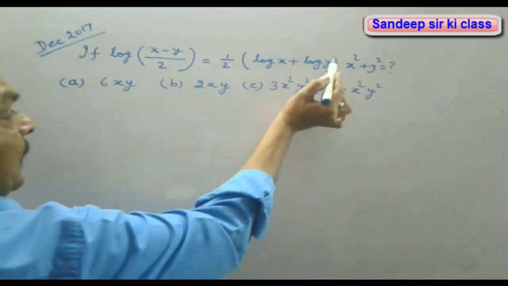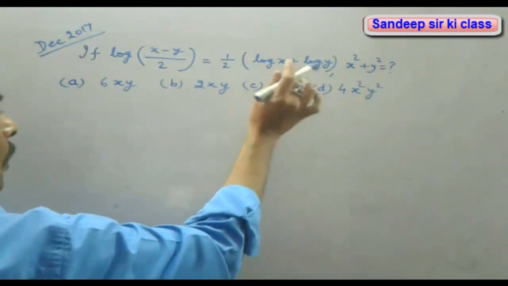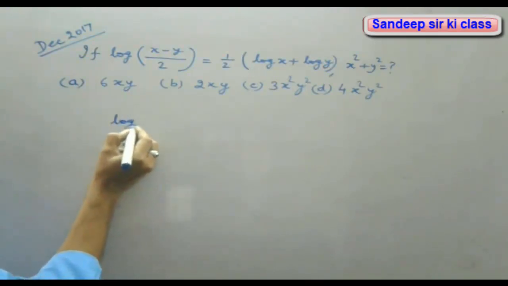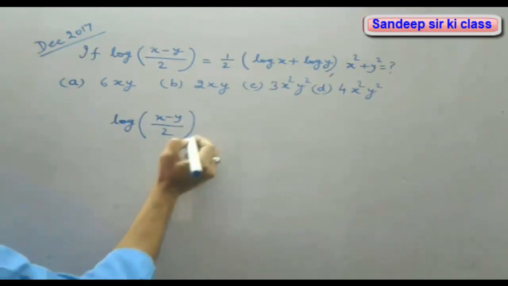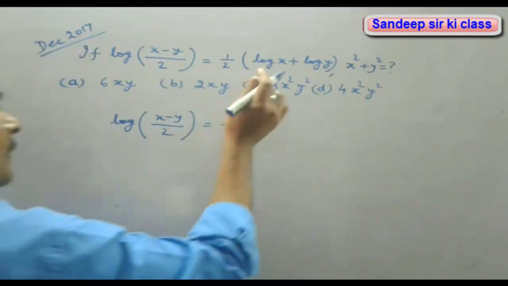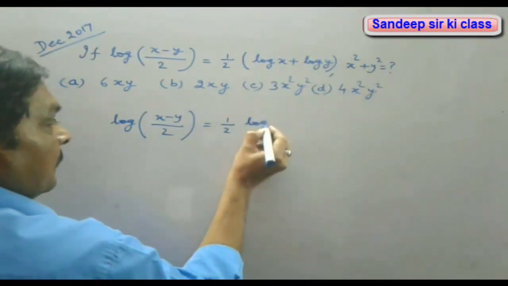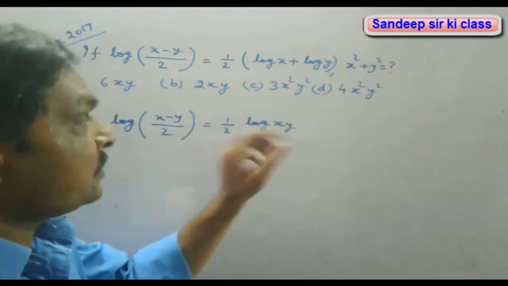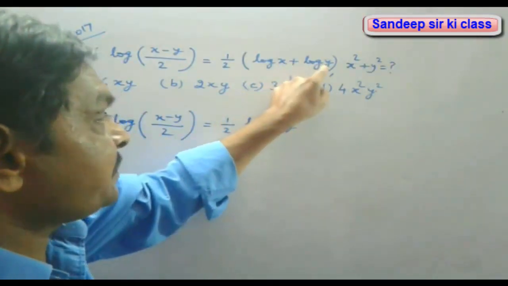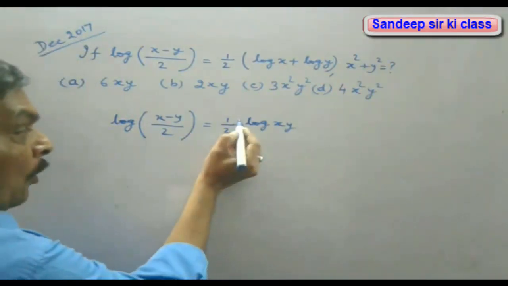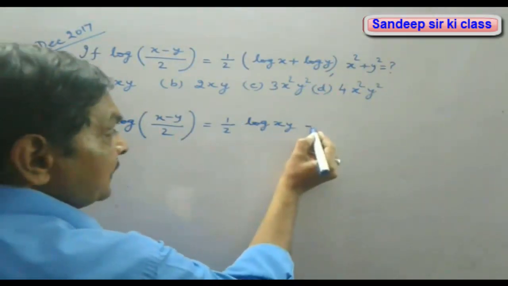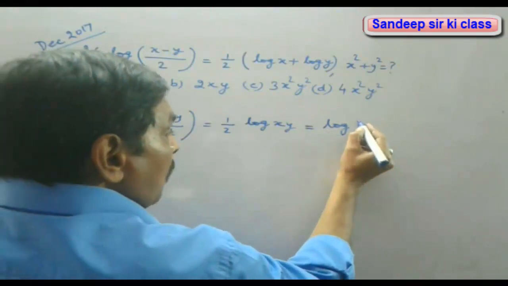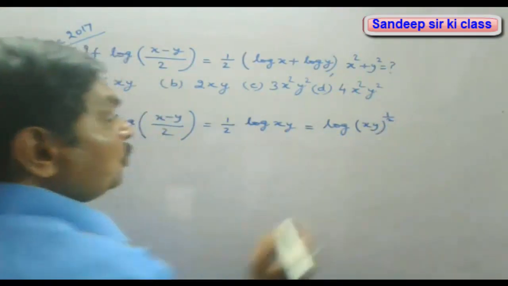Now we can apply the log m plus log n formula on the right hand side. So what is given to us is log (x minus y)/2 is equal to 1/2. On the right hand side we write log xy, with the formula that log of m into n is equal to log m plus log n. We can write log x plus log y as log xy. Now 1/2 is multiplied, so that becomes a power with the rules of log, and hence it can be written as log xy to the power 1/2.